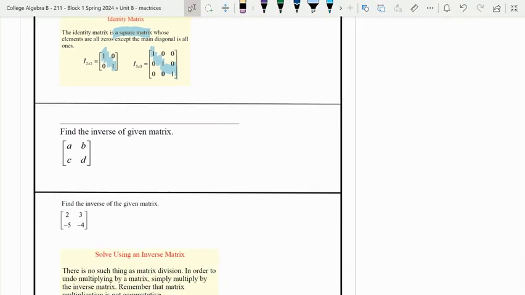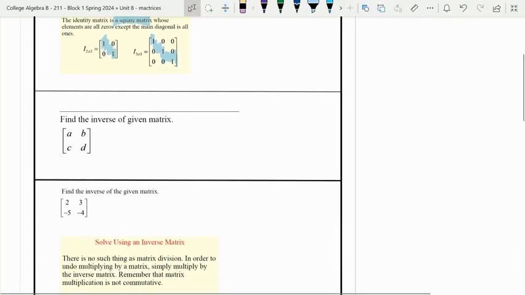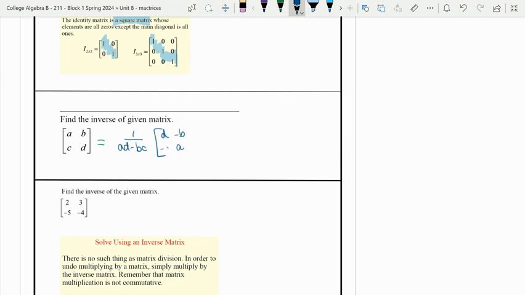To find the inverse of a matrix, and on the test you'll be expected to do this, of a square 2 by 2, it's 1 over AD minus BC times, you switch the diagonal of A and D, so this becomes D, this is A, and the other two become opposites, negative B and negative C. And yes, you'll have to know how to do that for the test. You can use your graphing calculator to check, but you have to be able to do that.